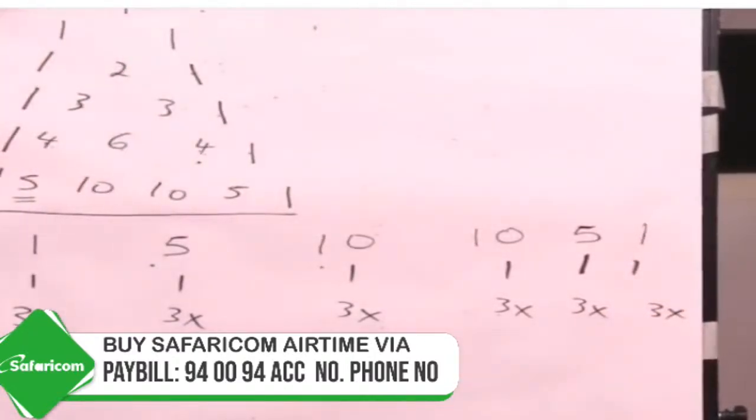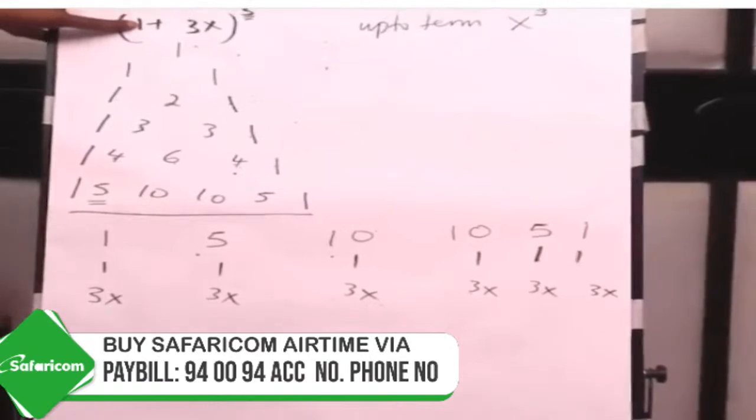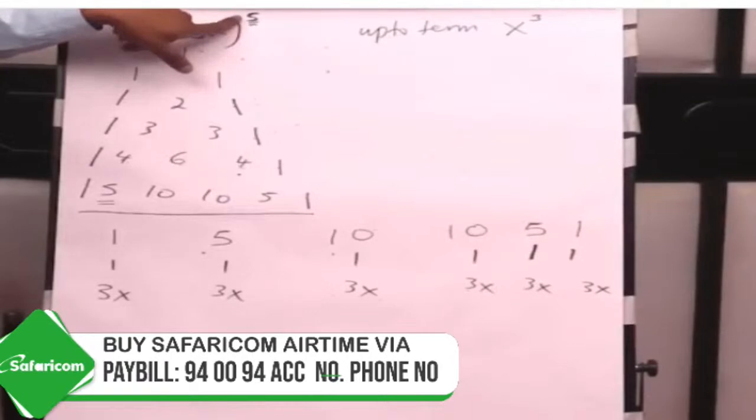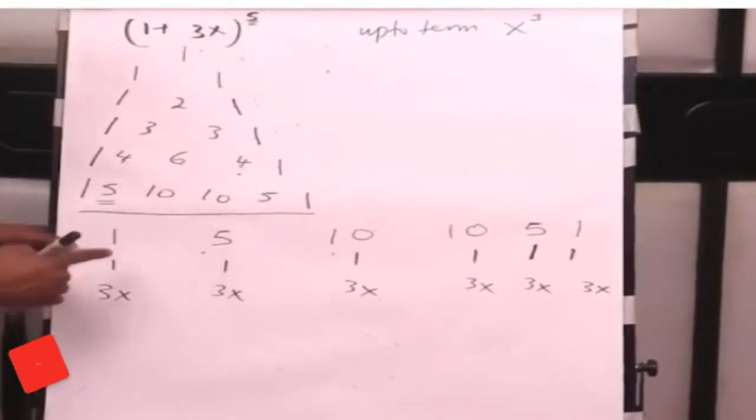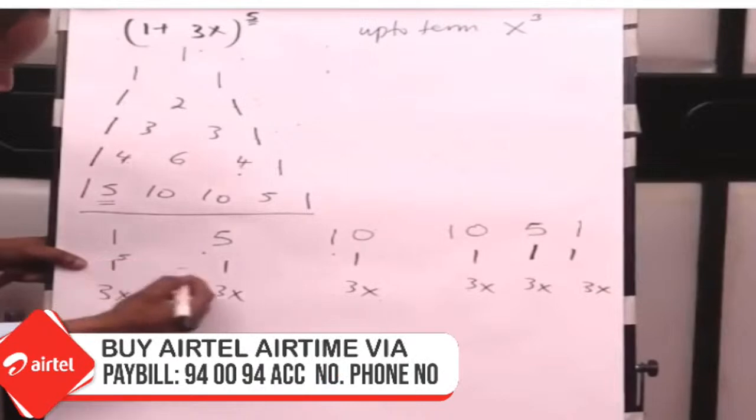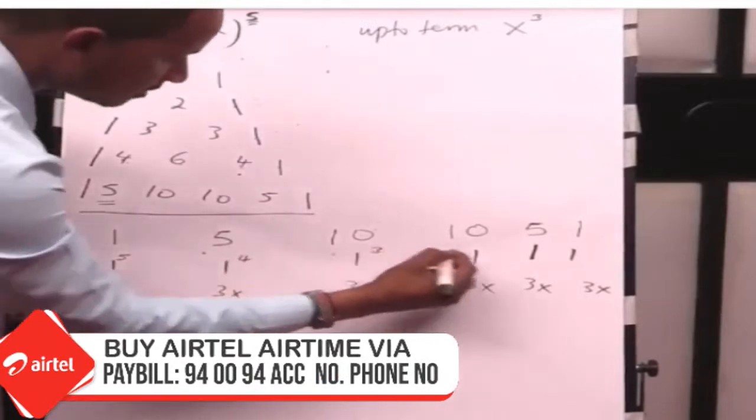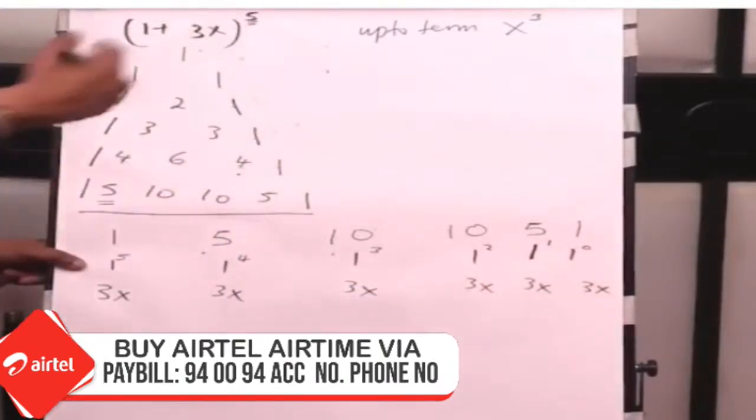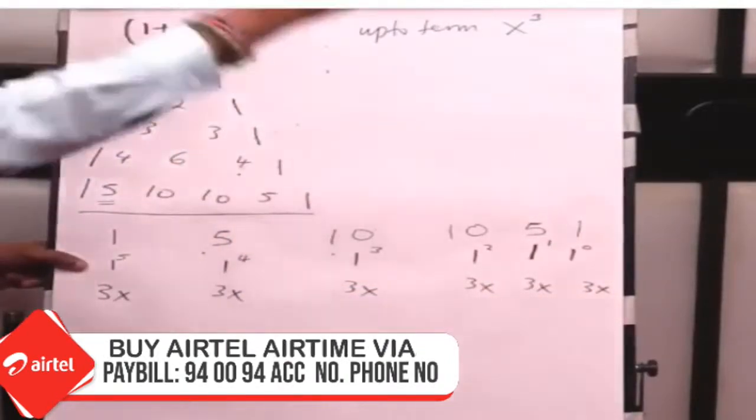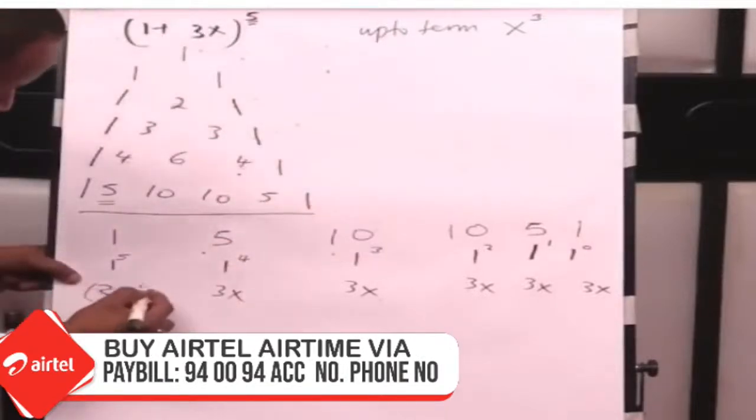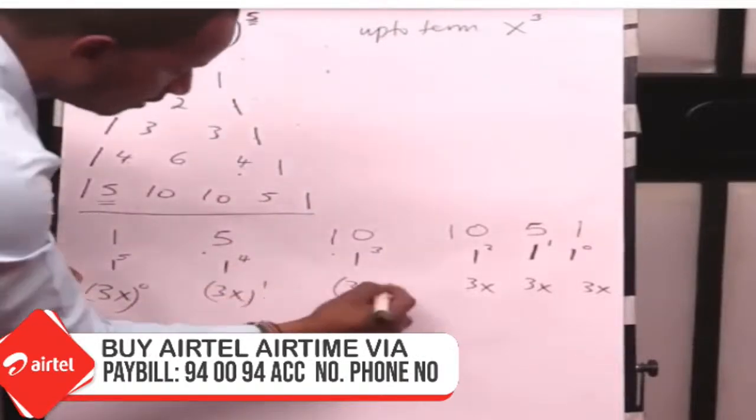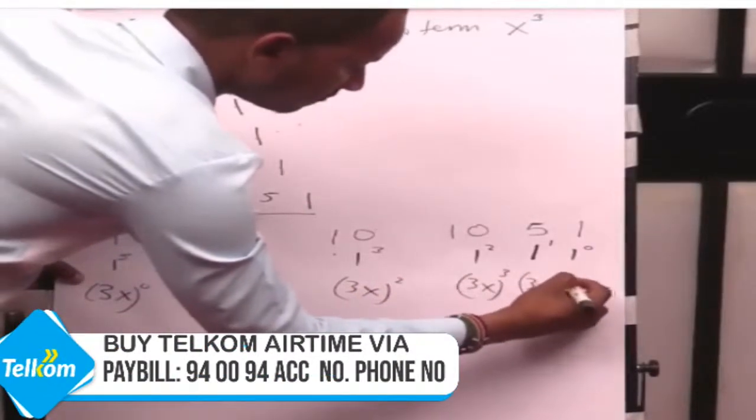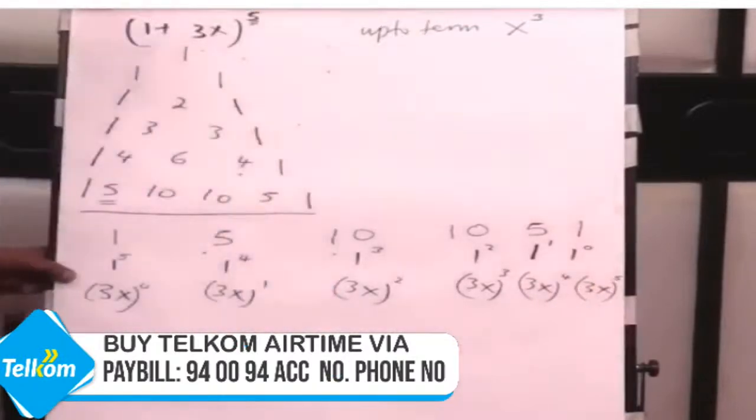Then the first number will always decrease from the power to 0. From the power given, you can be given 5, 4, 3, 2. So the first value decreases from that power: power 5, power 4, power 3, power 2, power 1, power 0. The next value, which is 3x, increases from 0. So it is 3x raised to power 0, 3x raised to power 1, 3x raised to power 2, 3x raised to power 3, 3x raised to power 4, 3x raised to power 5.